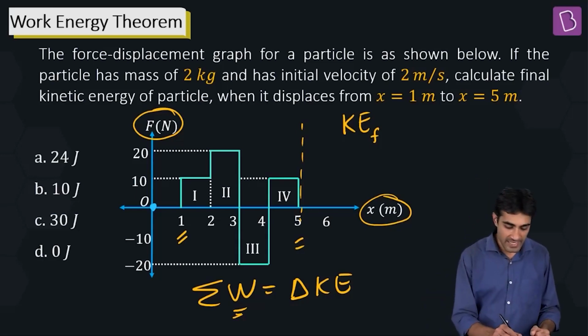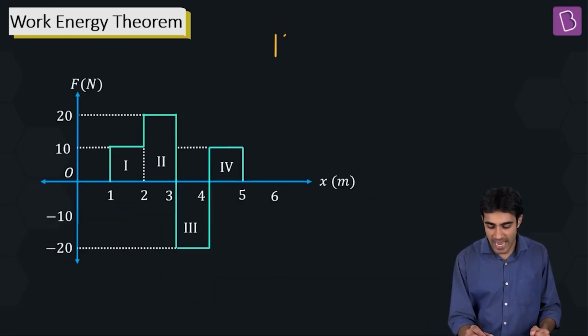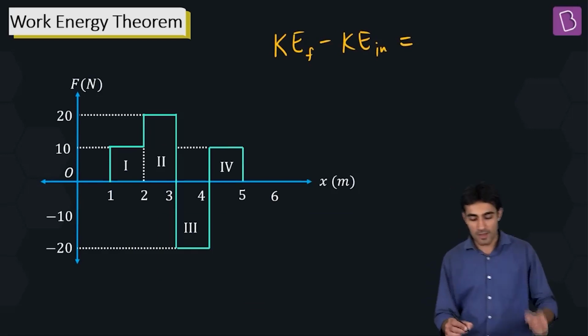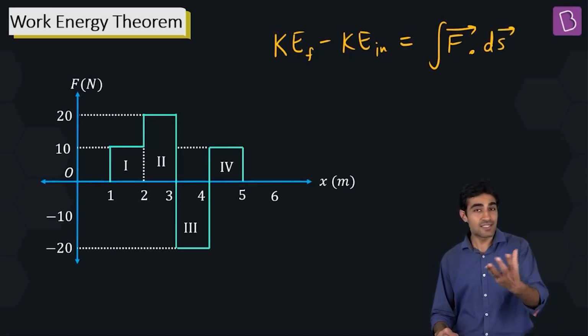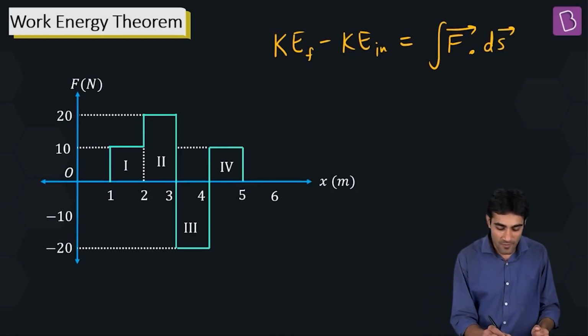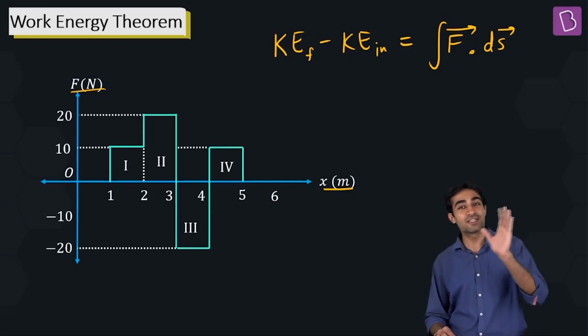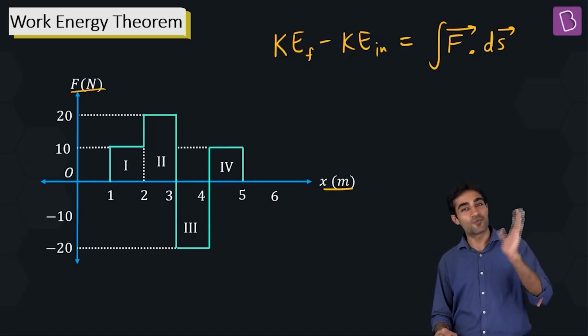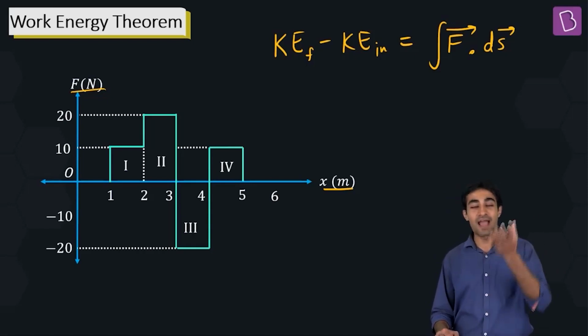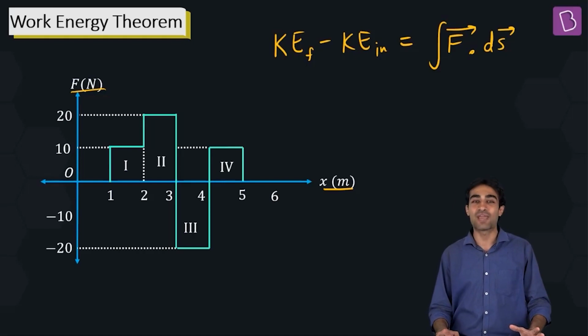What we will do is we will say the change in kinetic energy is kinetic energy final minus kinetic energy initial. And this would be equal to the work done on this object. Work done is the integration of F dot ds. And this integration of F ds is actually the area under force versus displacement curve. We just have to find out the area and this will give us this integration, and from this we will calculate what is the final kinetic energy. We got our way clear.